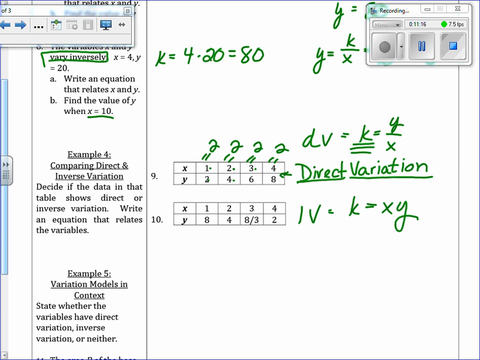So let's see, 8 times 1, now I'm multiplying, I'm not dividing like I did up above. 8 times 1 equals 8. 4 times 2 equals 8. 8/3 times 3 equals 8. 2 times 4 equals 8. So that's showing us that this is inverse variation.